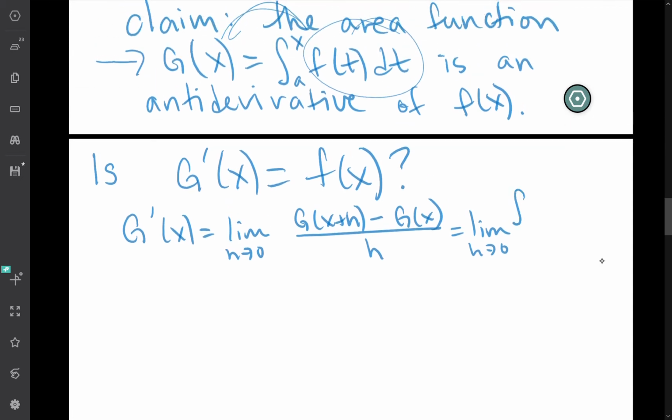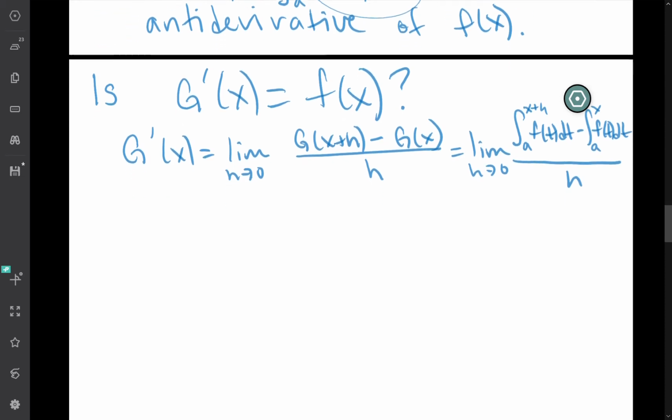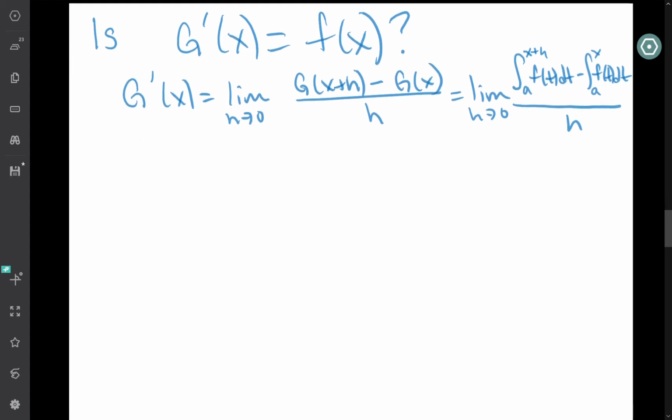And we can do a little better because we do have a definition of this area function g. So we know that g of x plus h is the integral from a to x plus h of f of t, and g of x is the same as the integral from a to x of f of t dt, all over h. And then we can simplify that a little bit using our properties, but I'm going to draw a picture because there's lots of variables, so I don't want to lose anyone.